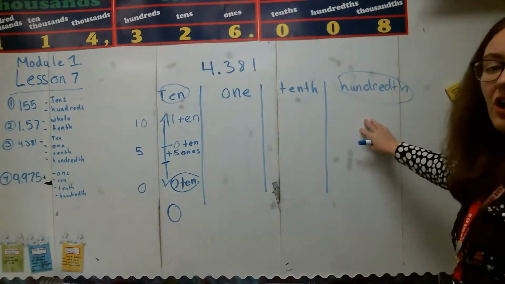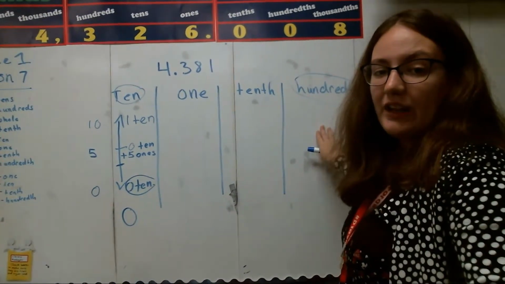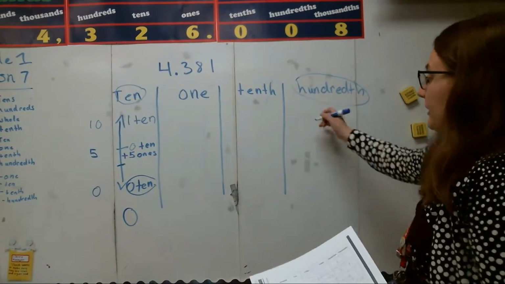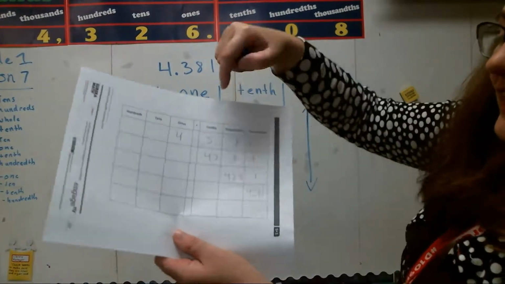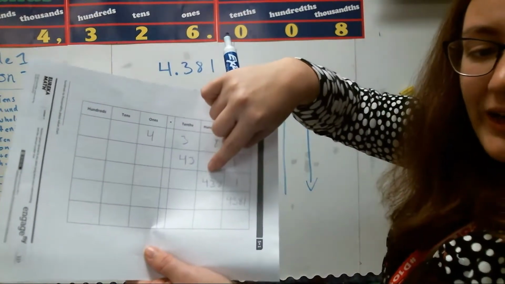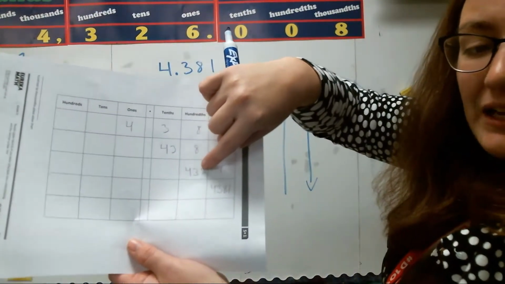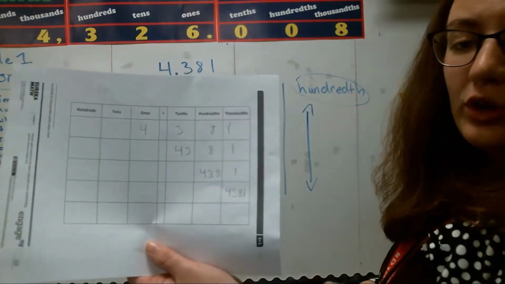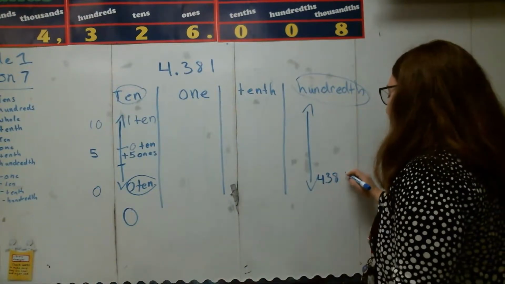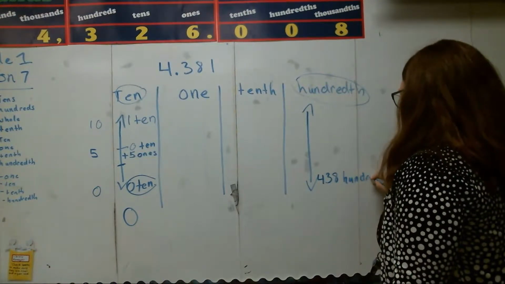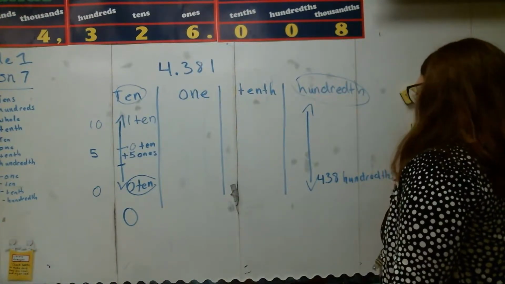Now, we're going to do the hundredths as well. And for the hundredths, again, I'm going to draw my vertical number line. And I'm going to take a look all the way at my hundredths place and where I decomposed that. And in my hundredths place, I had the number 438. So I have a total of 438 hundredths in this number. So I'm going to write that here.